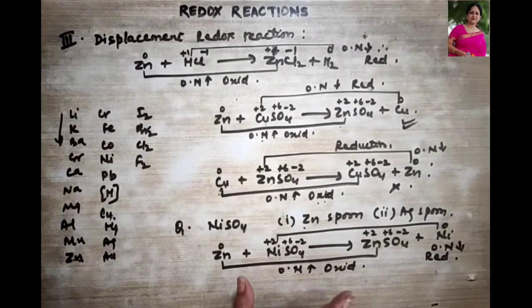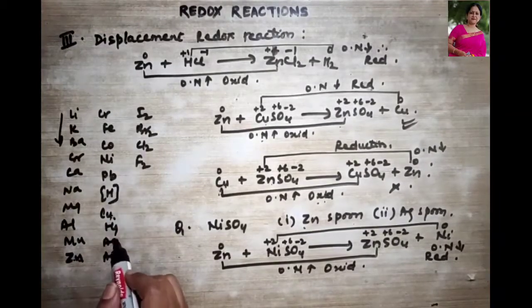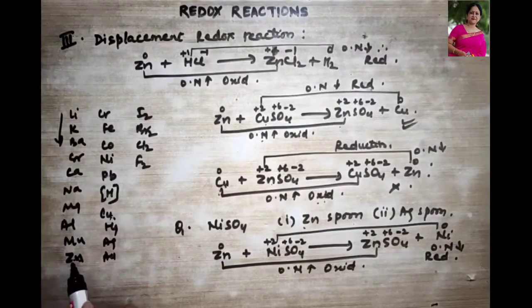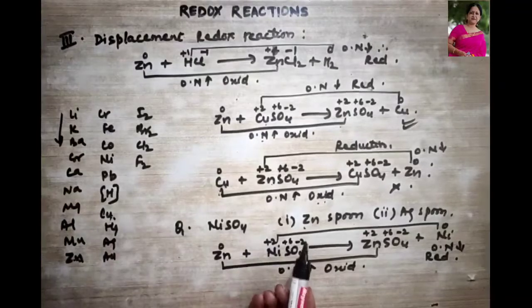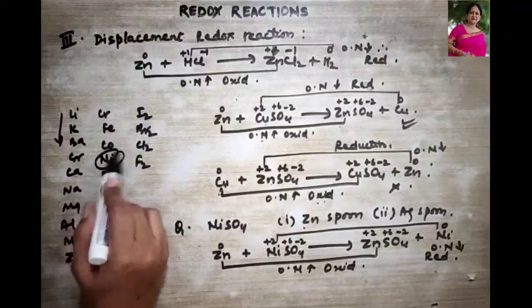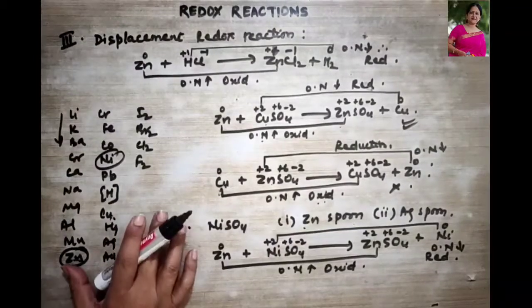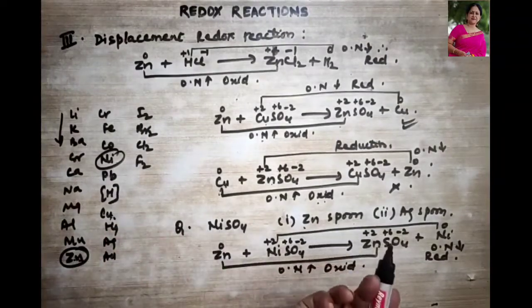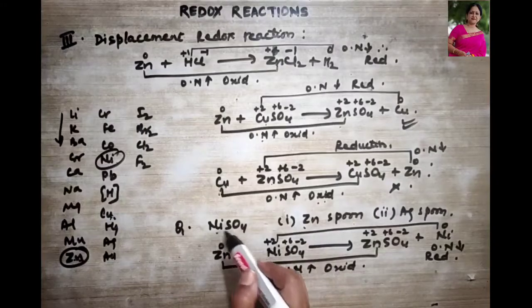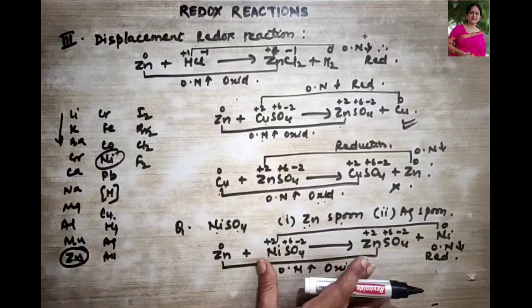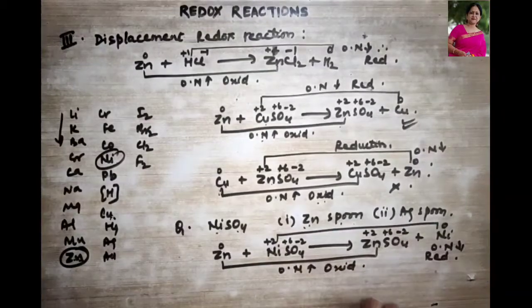Now since nickel, if you see over here, is lower in the electrode series than zinc, what will happen? The reaction will take place. Since nickel is lower than zinc in the standard electrode potential, the reaction will take place. Hence we cannot stir the nickel sulfate with a zinc spoon. Okay, this point is clear. Now let us talk about the silver spoon.